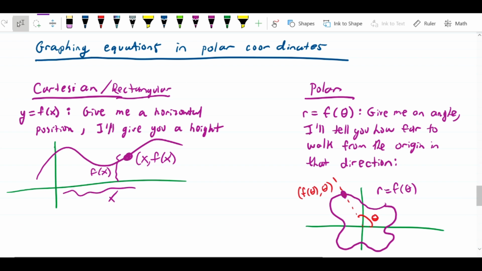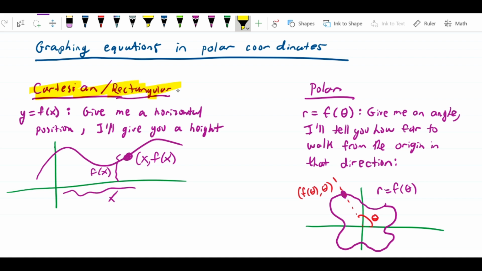Okay, so the next thing to be able to do in polar coordinates is to be able to graph an equation in polar coordinates. Let's think about what the graph of a function looks like in Cartesian and rectangular coordinates. And I've written Cartesian or rectangular; they mean the same thing. I've written that on the left here.